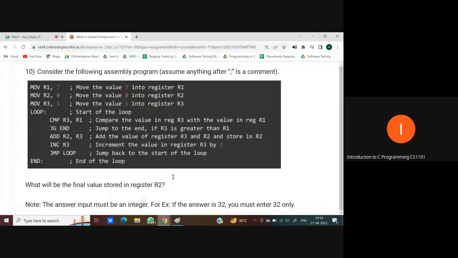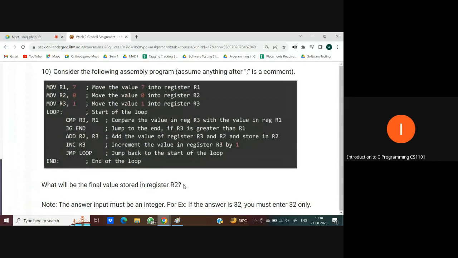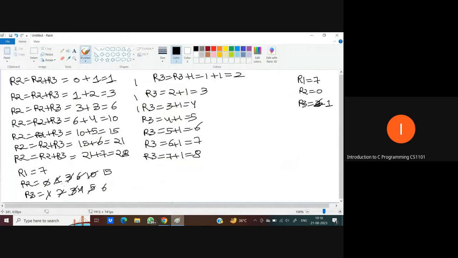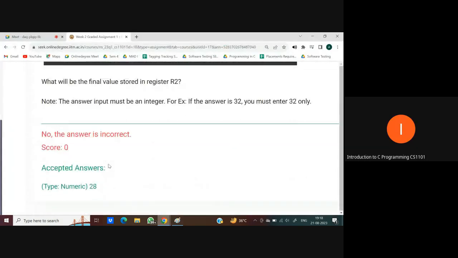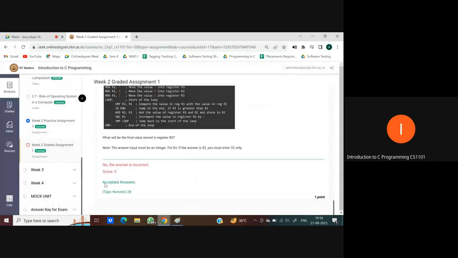So we shall jump to the end. We will directly come to the end, and it is asking for the final value of register R2. So R2 has 28. So 28 is going to be the correct answer. I hope you all understood. Yes, sir. Fine.